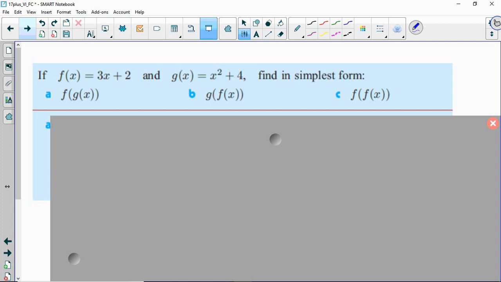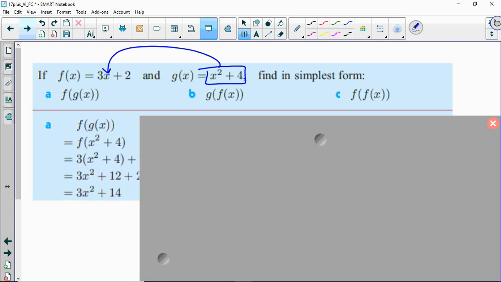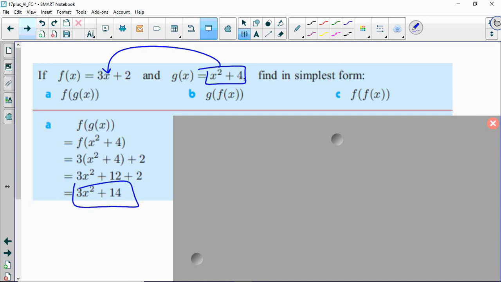So here we've got two functions, f of x and g of x. So we're going to simplify. First, f of g. That means we're going to put this entire function here into where that x is. Okay, so it becomes f of x squared plus 4, which becomes 3 times x squared plus 4 plus 2, and then we distribute and simplify. Great, that's our final answer.